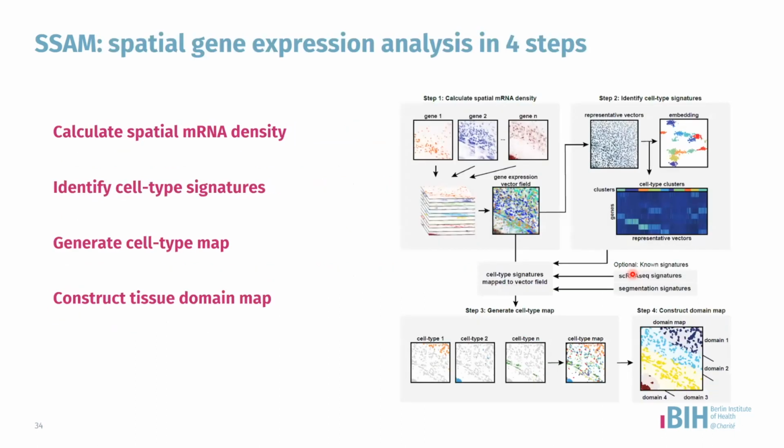The algorithm itself can be split up into 4 basic steps. First, calculating the spatial mRNA density, then identifying the cell type signatures, and from this, generating a cell type map. And as a downstream analysis, you can identify some tissue domains.